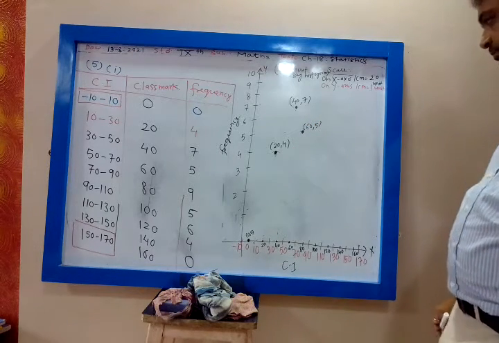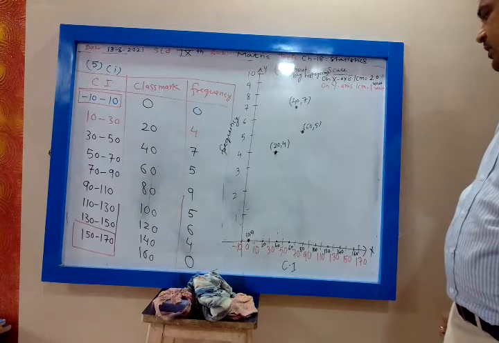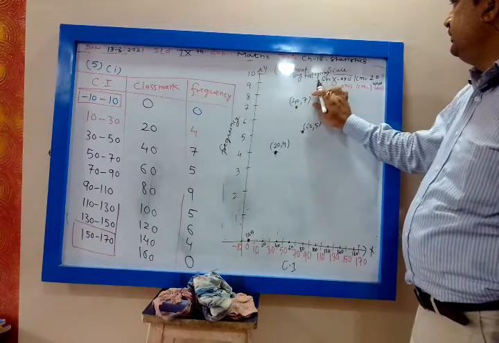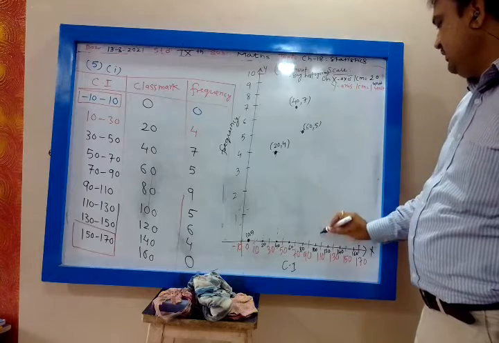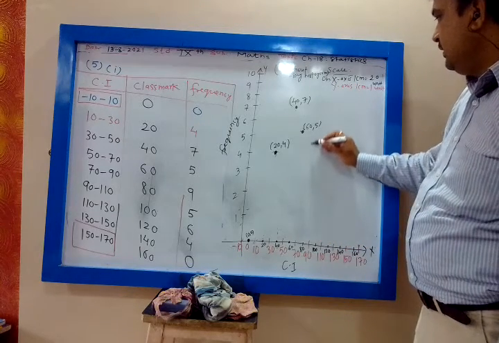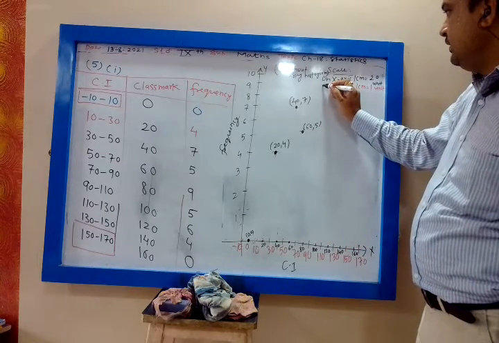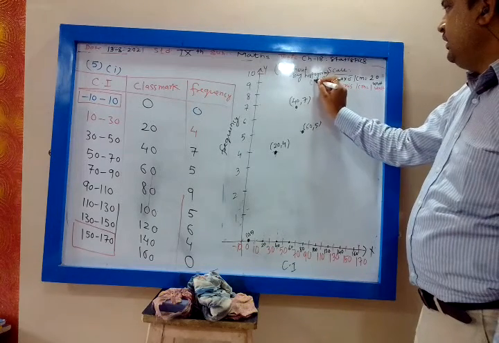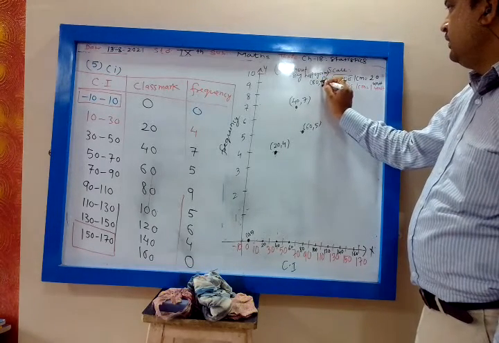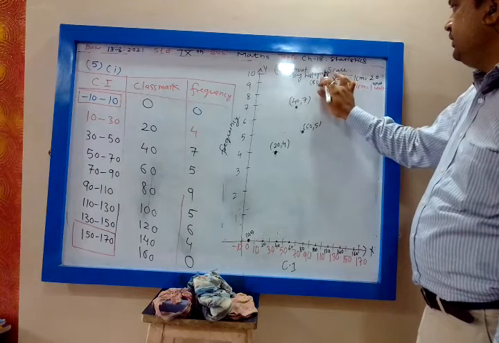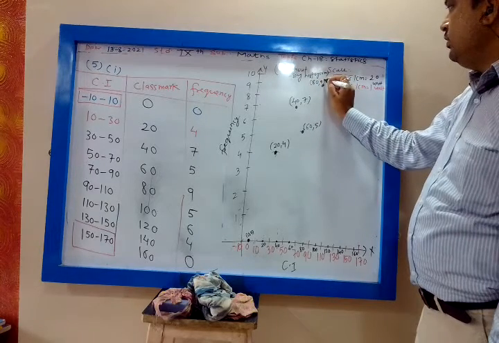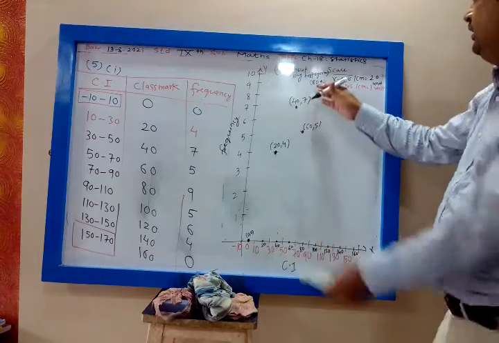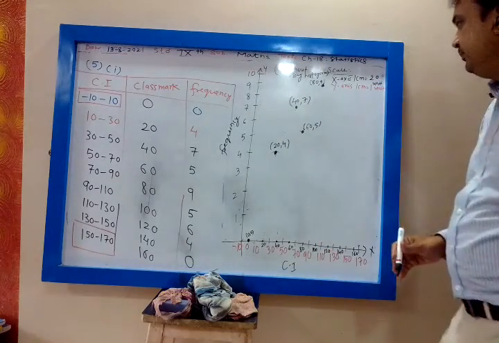Then next, 80, 9. This is 9 and this is 80. So 80, 9. You will write 80, 9. Okay. This point, 80 and 9. Join them.